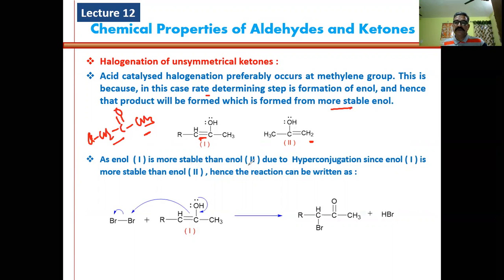As enol 1 is more stable than enol 2 due to hyperconjugation, इसमें ज्यादा ग्रुप लगे हैं बच्चे, आपके सामने है, इसमें एक ही साइड मिथाइल है अल्कीन के ऊपर, so this alkene is more stable, this enol is more stable, and hence the reaction can be written as follows. याद रखिए बच्चे कि in case of unsymmetrical ketones in acid catalyzed halogenation, the halogenation preferably occurs at the methylene group rather than methyl. This is in contrast to base induced halogenation. This enol is more stable and we get this monohalogenated product.